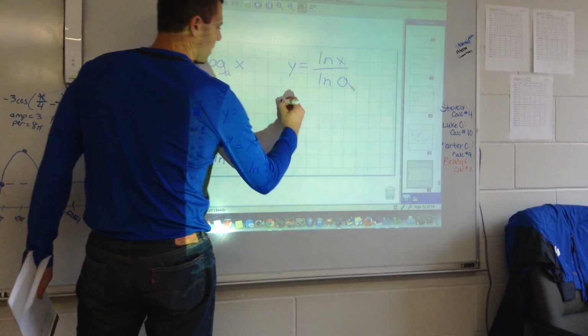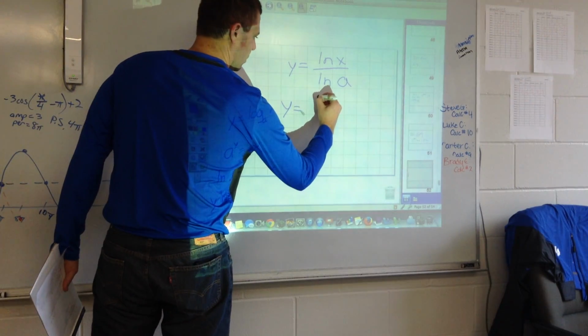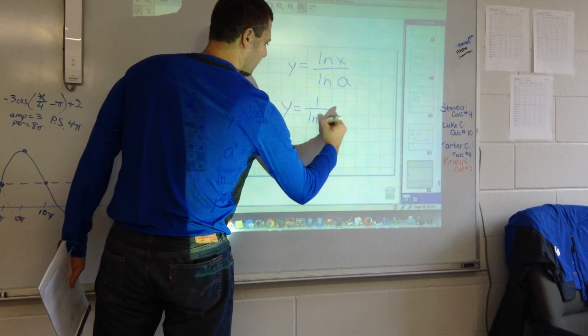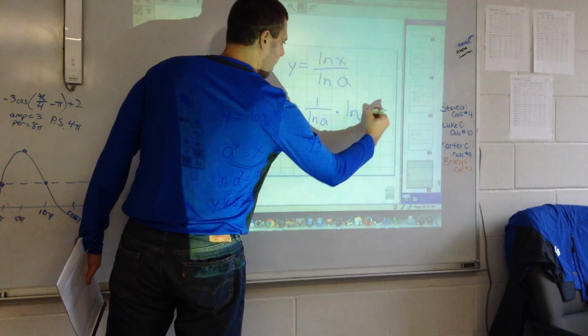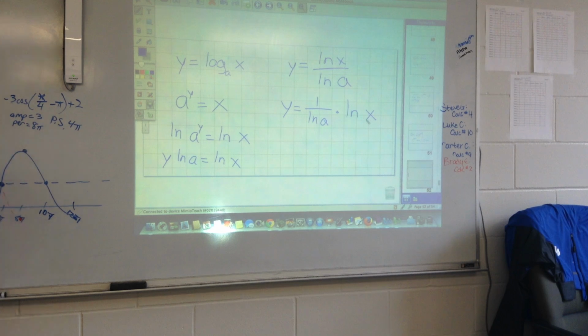And I'm going to change how it looks here just a little bit to be 1 over ln of a times ln of x. Is that the same thing? I know it's working backwards a little bit. It's kind of like unsimplifying the fraction.